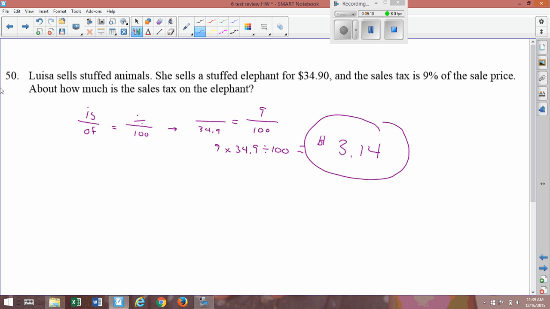Louisa sells stuffed animals. She sells a stuffed animal elephant for $34.90, and the sales tax is 9% of the sales price. About how much is the sales tax on the elephant? You got to be careful here because they're just asking for the sales tax. They're not asking for the total amount. So you would do crisscross divide here, and you would come up with $3.14, but it says about how much is the sales tax, so I would probably say it is about $3.